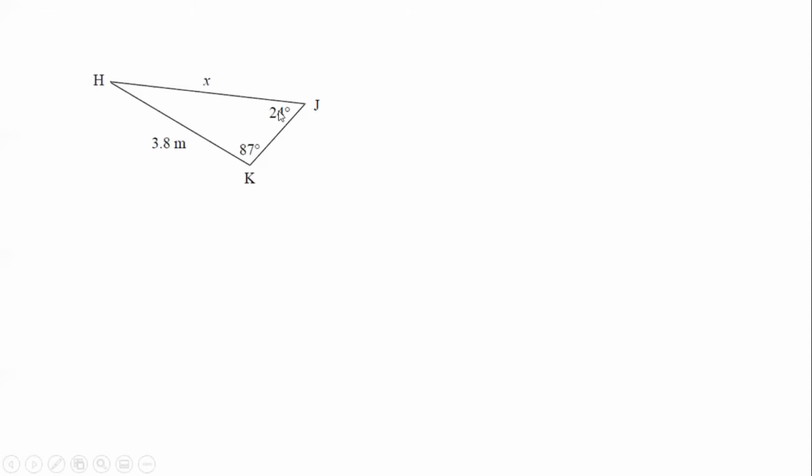So what I'm going to do now is set it up with the sine law, where I have the X on top of the angle, and that's equal to the side over the angle again. If you can see my mouse, you can hopefully follow along. We're going to cross multiply for us to get this X by itself. So it's this over this is equal to this over this. That means my X is equal to 3.8 times sine of 87 over the sine of 24. Once I calculate this, I'll have my answer.